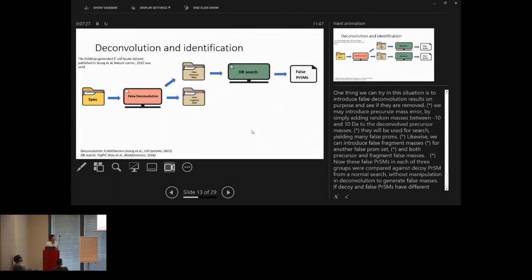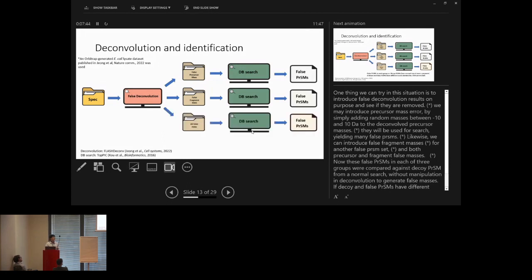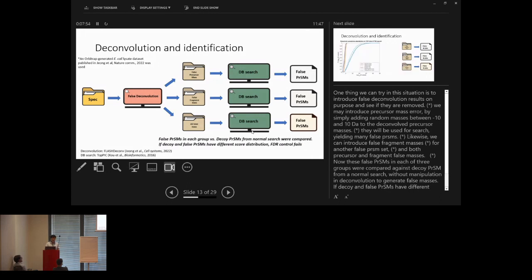And second, in this case, I don't touch the precursor mass, but I touch the fragment mass. I select a large portion of the fragment masses, and again add some random masses. And again, we have forced PrSMs. In the last case, I just shuffle all the masses, precursor and fragment masses. And I wanted to see if they are controlled by the target-decoy. So the PrSMs in each group versus the decoy PrSM distribution are compared. And if their distributions are highly different, that means we are in trouble, right?